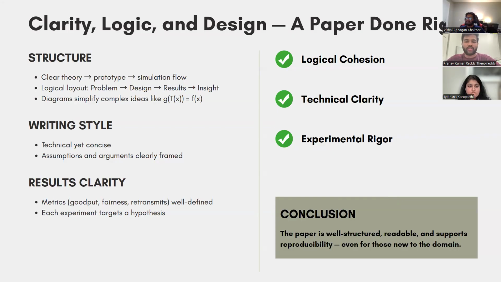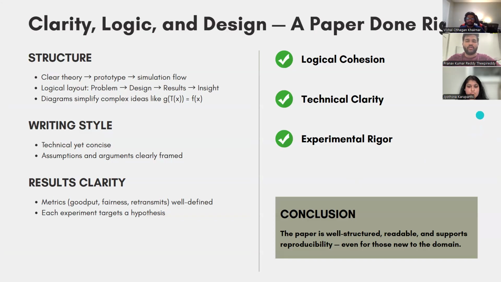Diagrams like g of t of x is equal to f of x, as we discussed in the theoretical implementation, help signify complex systems. The writing style is technical yet concise and readable for all audiences. Each experiment aligns with a well-defined hypothesis, and results are clearly presented. For readers and practitioners alike, this makes the paper accessible, credible, and reproducible, even for those new to congestion control. So you can see that the paper is very good in logical cohesion as well as in technical clarity and experimental rigor.